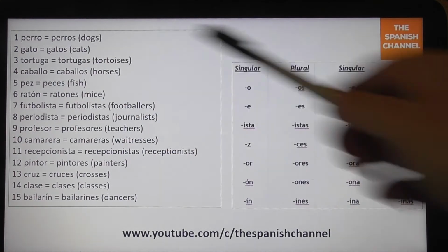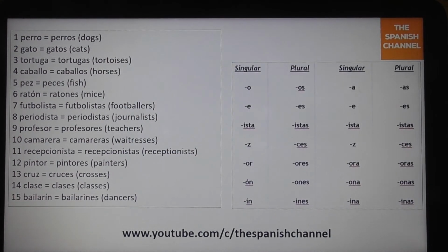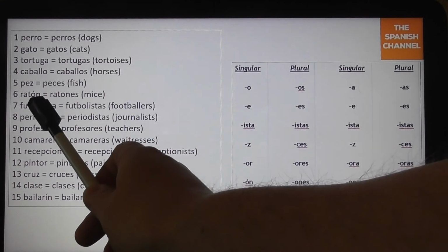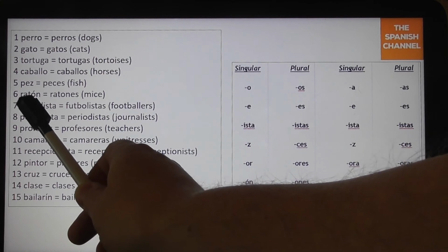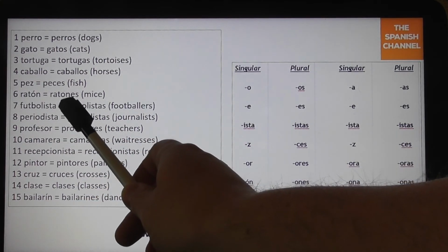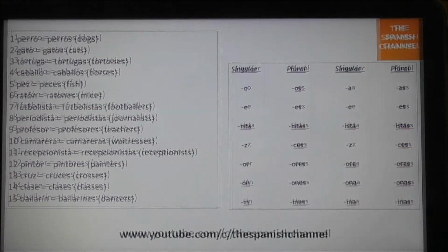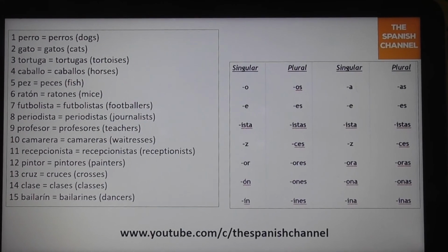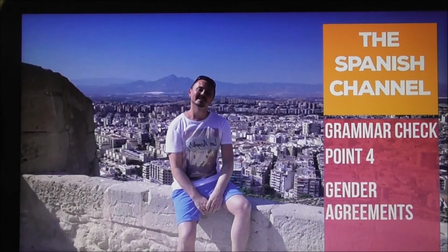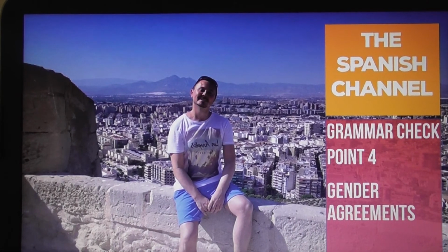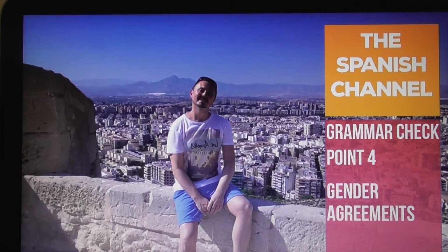Notice in English, we don't actually change the word fish. We say fishes, for example. Ratón ends in a consonant, but also the penultimate letter is the vowel with the accent. Remember, we remove the accent and we add an ES. So, ratones. And now a good time just to pause the video and check your answers, please. And that is quite simply how you make nouns plural in Spanish. Far easier than in English, I'd say.